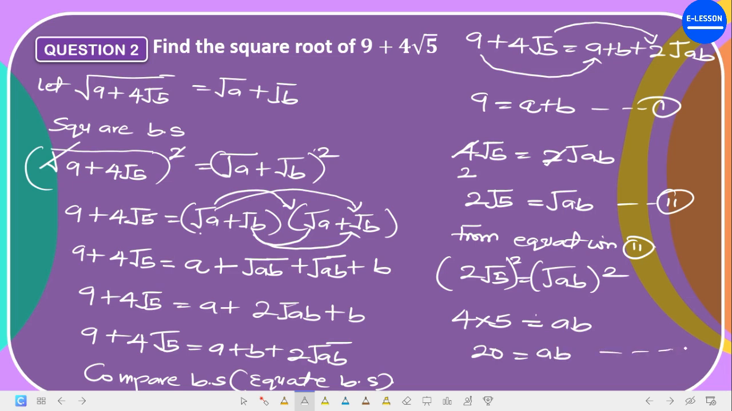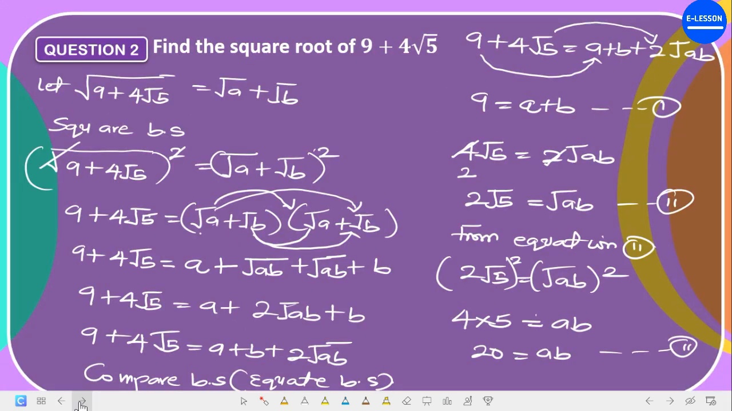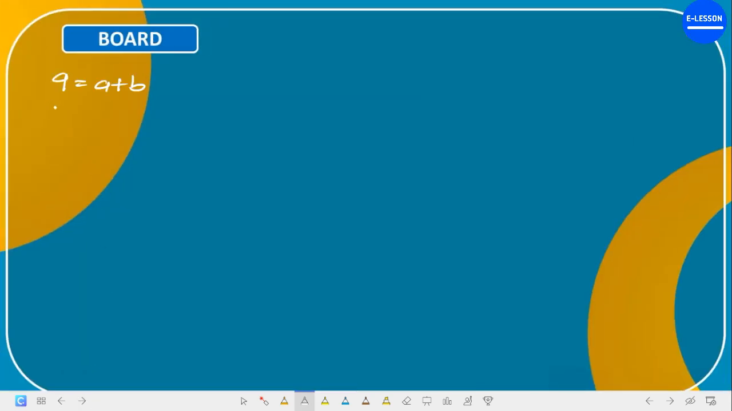Now we say this is equation 2 proper. 20 is equals to ab. So equation 1 says 9 is equals to a plus b. Now let's write them out. Equation 1 says 9 is equals to a plus b. And then equation 2 says 20 is equals to ab. This is equation 1 and this is equation 2 proper.